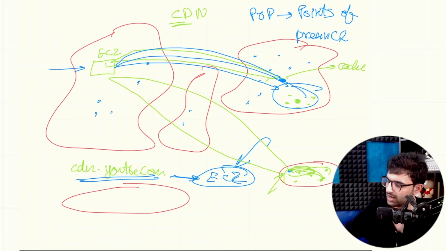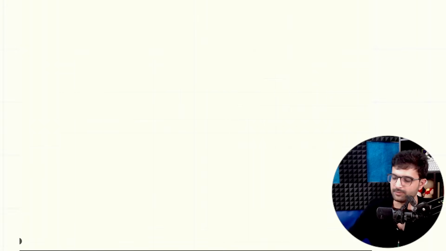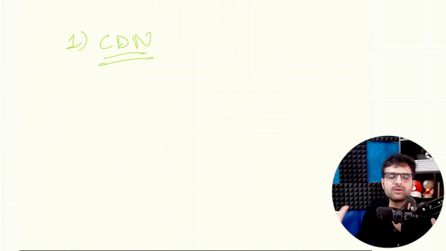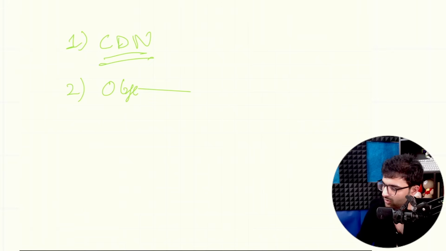So in our React application, what do we want? Number one, clearly we should use a CDN. If in the end the same file is being served to everyone, if everyone is getting the same index.html file, why not serve it through a CDN? But the second thing is, where should you store your file? Should you store it on an EC2 machine, or should you store it on an object store?